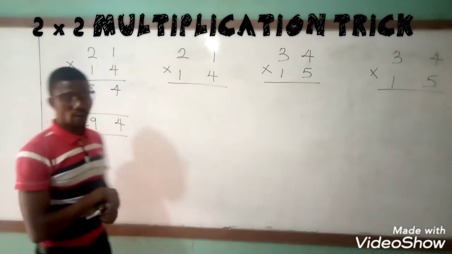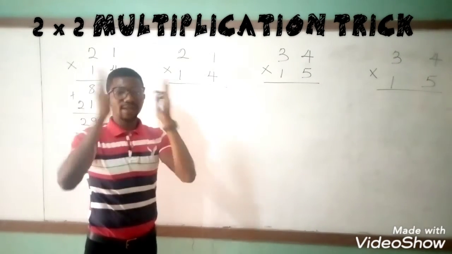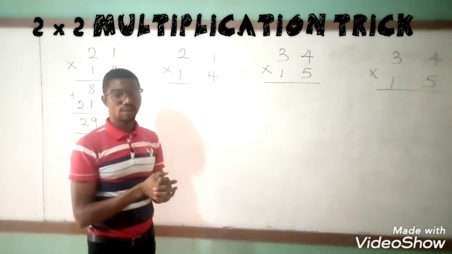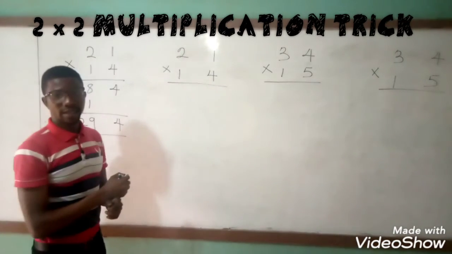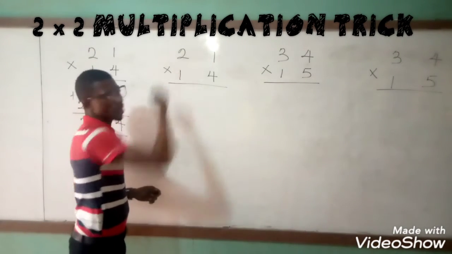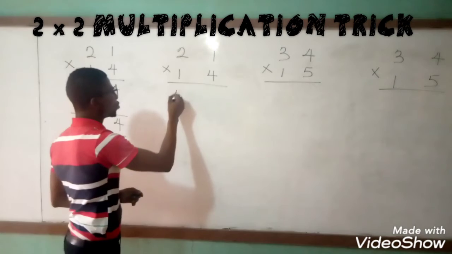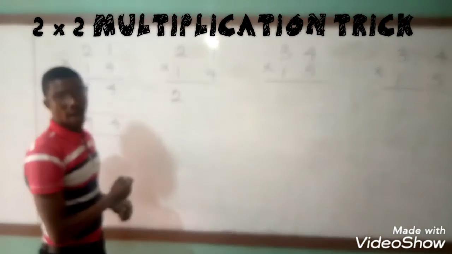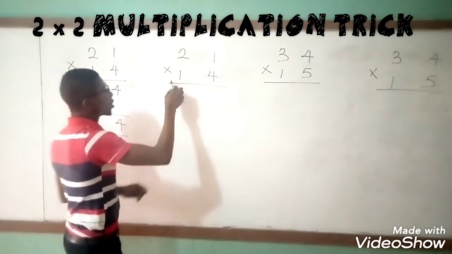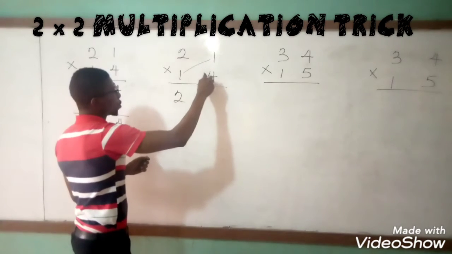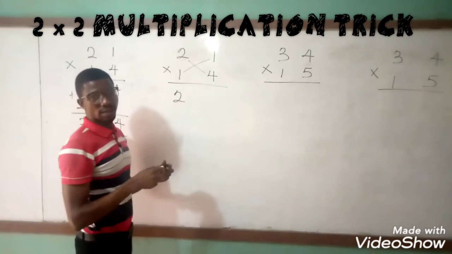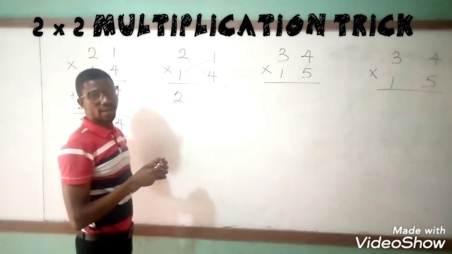Let's look at the one you were not taught in school. And that's the simplest method I'll recommend for you. You will use this 2 to multiply the 1, or 1 to multiply the 2. So 1 times 2 is 2. After that, you cross multiply and add the values.